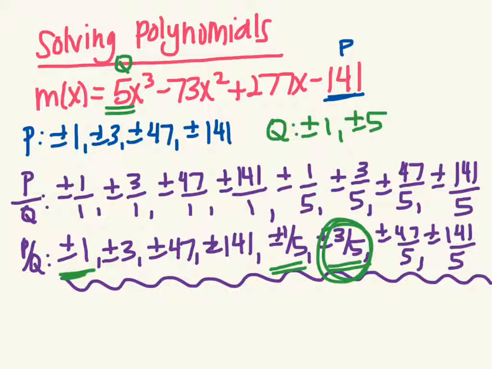So again, just to recap, we do p over q to get a finite list of numbers that it could possibly be, and then we graph it. With the graph, we use these numbers to guide us in our selection. Once we find that number, then we can go ahead and use synthetic division, which we'll do on the next page.